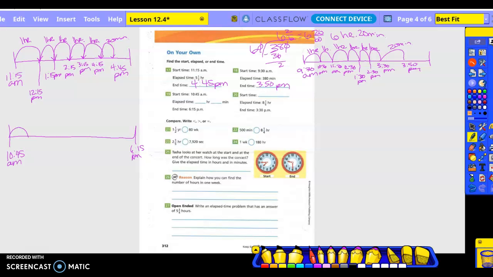Okay. So if I go ahead 1 hour, that gets me 11:45 a.m. Another hour gets me 12:45 p.m. Another hour is 1:45 p.m. Another hour is 2:45 p.m. Another hour is 3:45 p.m. Another hour is 4:45 p.m. Can I go another hour?